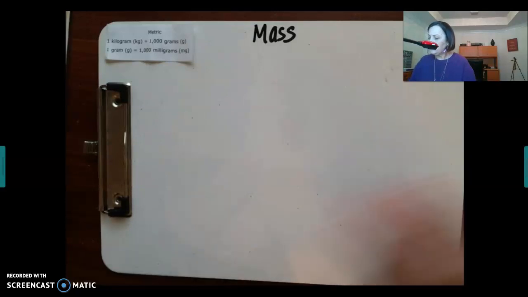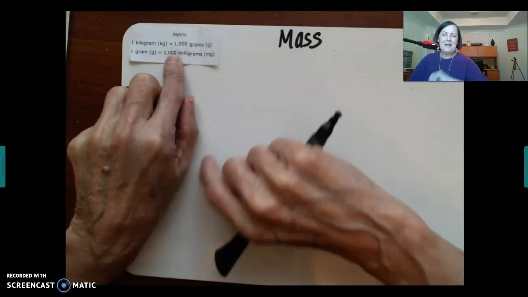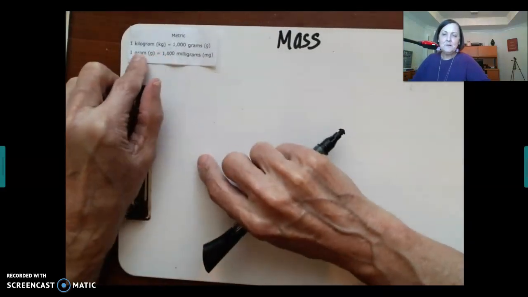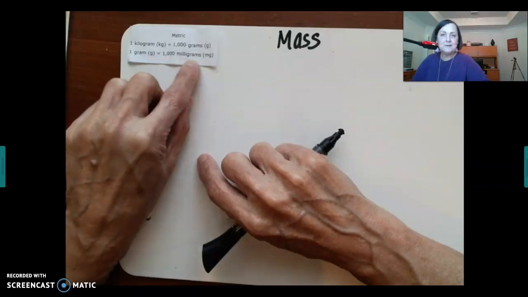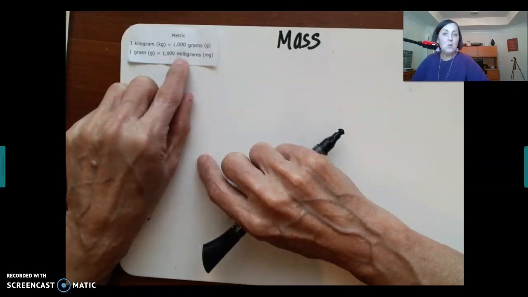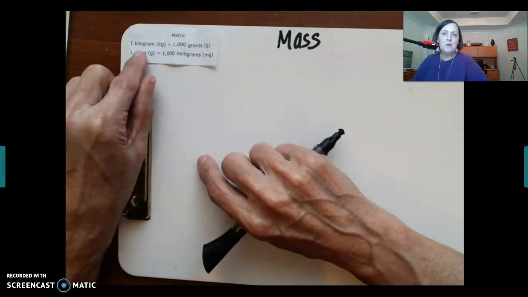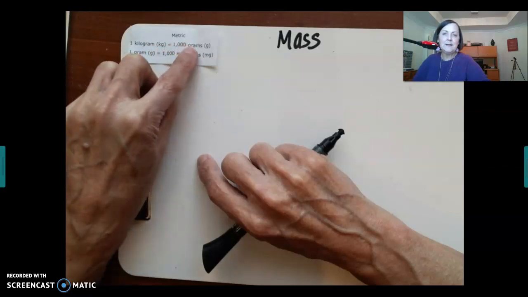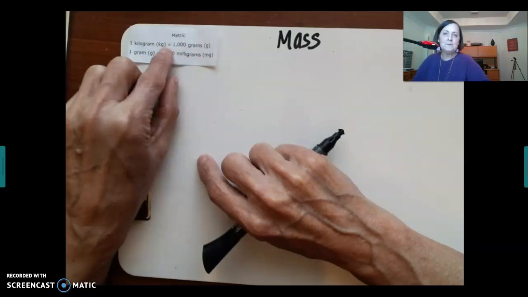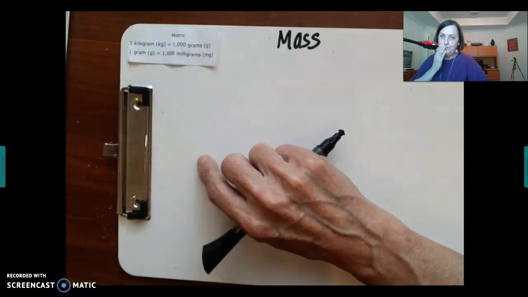We are going to be talking about these measurements here. So we can see that 1 gram is equivalent to 1,000 milligrams, or 1,000 milligrams is equal to 1 gram. And we know that 1 kilogram is equal to 1,000 grams, or 1,000 grams is equal to 1 kilogram.